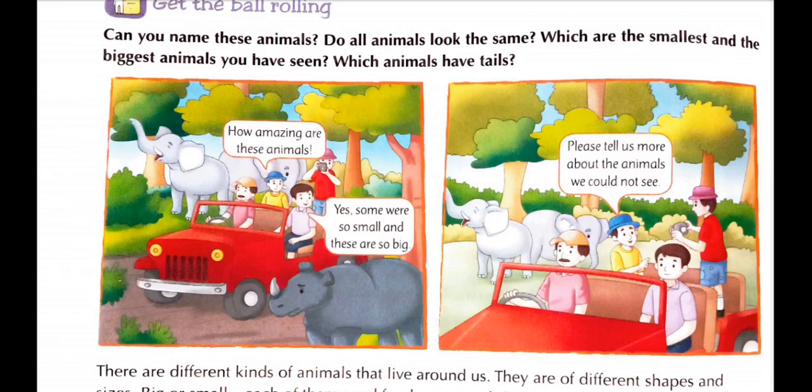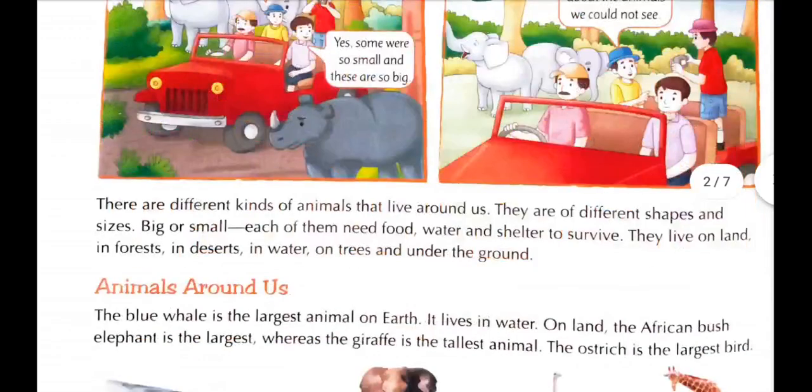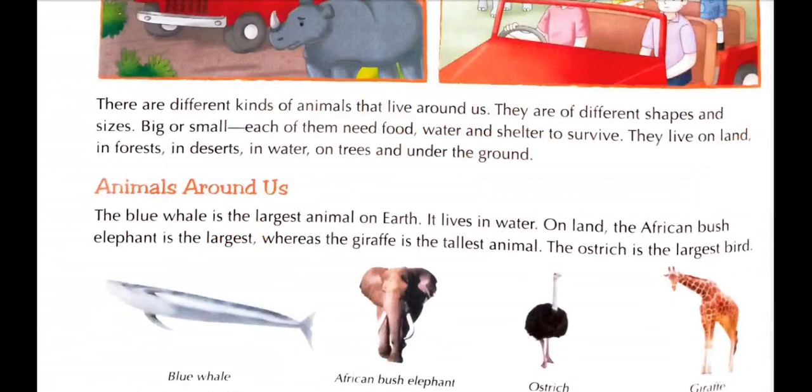Okay? Now, I will read the chapter paragraph-wise, then I will explain it to you side by side. Okay, now let us begin our chapter. There are different kinds of animals that live around us. They are of different shapes and sizes, big or small. Each of them needs food, water and shelter to survive. They live on land, in forests, in deserts, in water, on trees and under the ground.